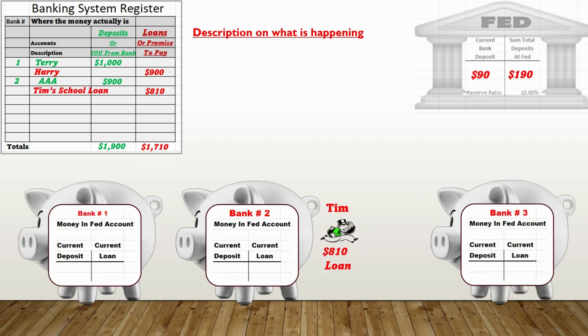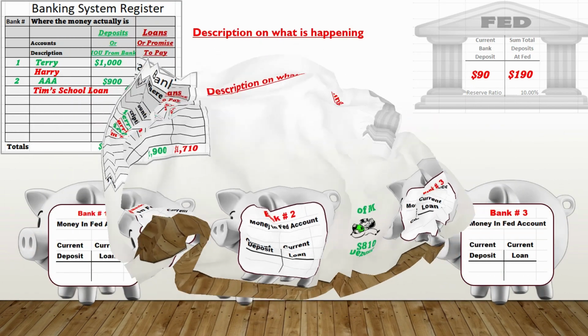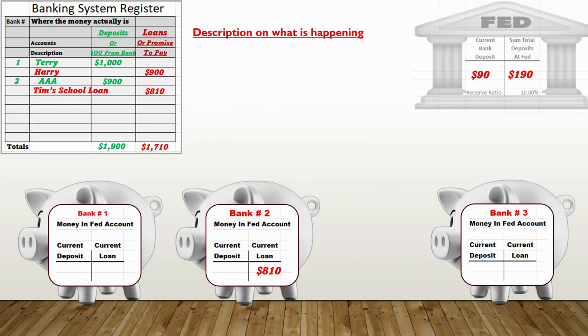Tim now takes the loan money he received from bank number 2 and pays his U of M tuition. The U of M now has $810 to deposit. Let's watch what just happened here one more time. Most of us are under the impression that the source of bank deposits originates from banking customers, but we can watch Tim's loan money magically become an ordinary deposit as soon as Tim pays the U of M.